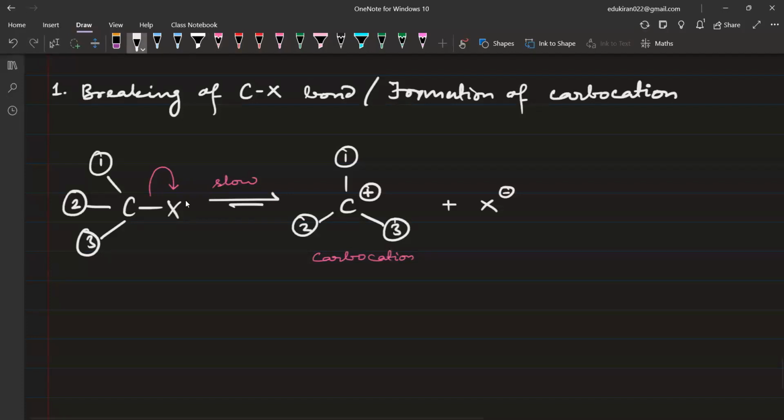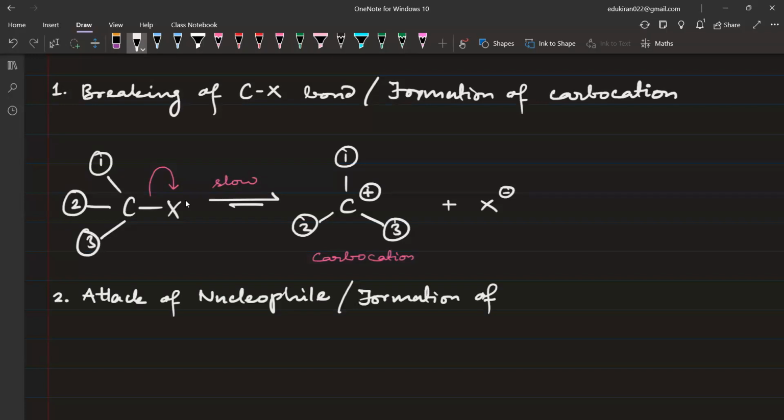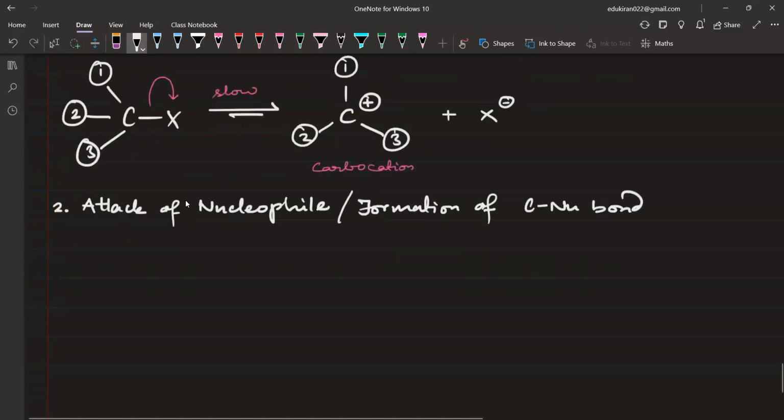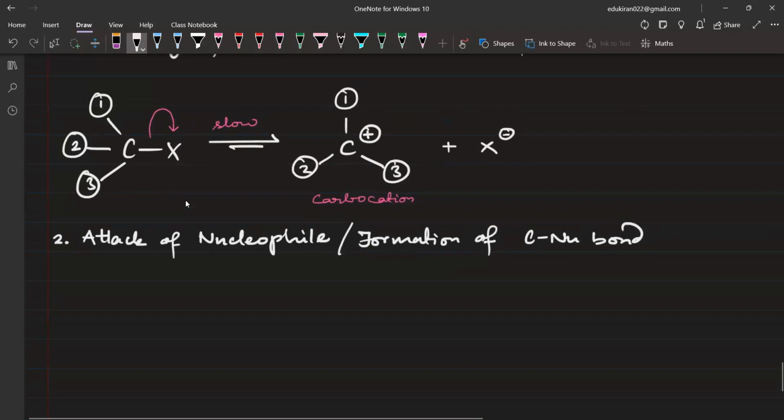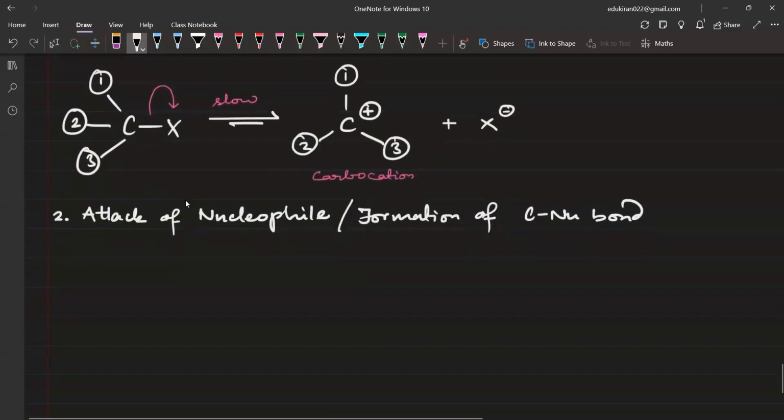In the second step, what would be happening? The second step would be the attack of nucleophile, or the formation of carbon and nucleophile bond. ठीक है, carbon nucleophile bond. This is more important, है ना? This is more important. Now, if you look at the carbocation that we are having, na, this is my carbocation.